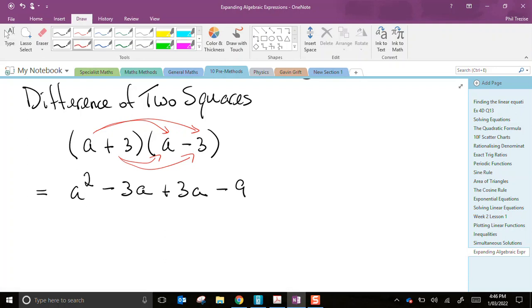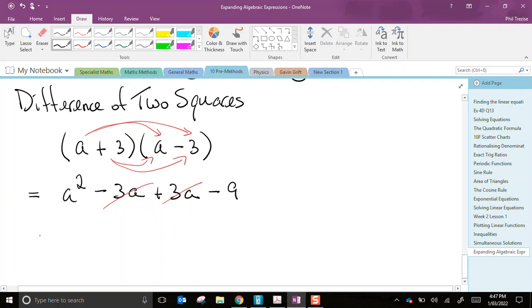Now I think we can see that the like terms here are equal and opposite, so they will wipe each other out. And we're left with a squared subtract 9. Now, why does this thing get called the difference of two squares? Well, because there's subtraction. Subtractions in mathematics are also called differences, and because 9 is a perfect square, so is a squared. It's a times a. 9 is 3 times 3. It is literally the difference of two squares.